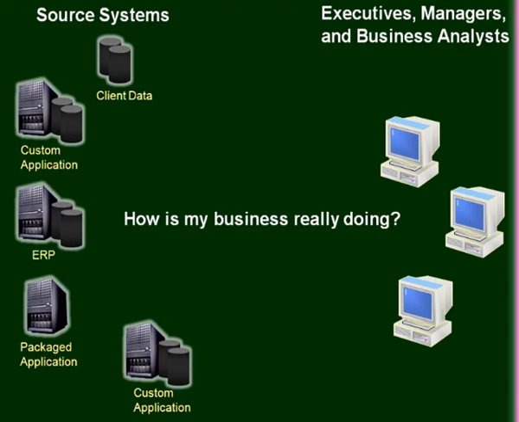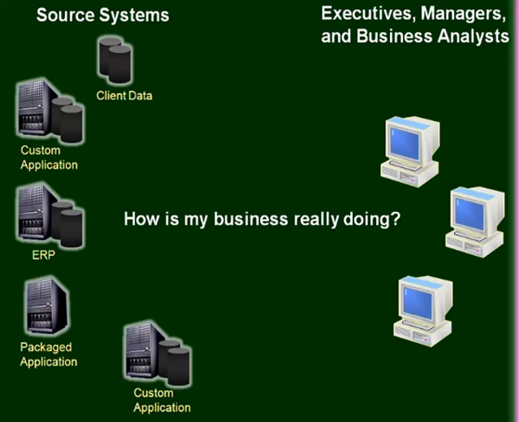If you observe the slide, the different kinds of source systems are custom application systems, packaged application systems, ERP, client data, etc. All the data is integrated here in the form of a data warehouse. Then the executives, managers, and business analysts can access the required business data very quickly, and it provides flexibility. They can take a portion of the data warehouse. They need not use the entire data warehouse to provide business intelligence for a particular segment, right?